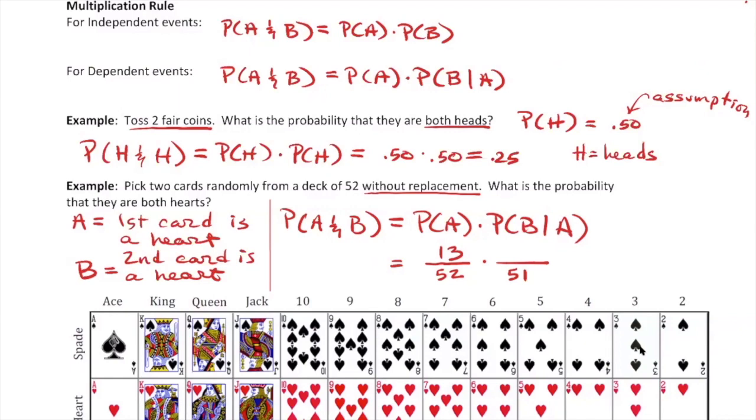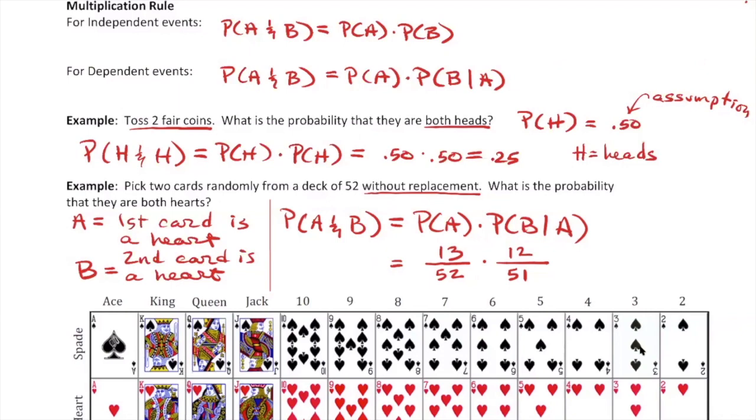So now I know how many hearts are in the deck. How many? Right, 12 hearts left now. Any questions there? Now, as I said, obviously you're gonna have to simplify this somehow. So I'm gonna do a little bit of reducing.